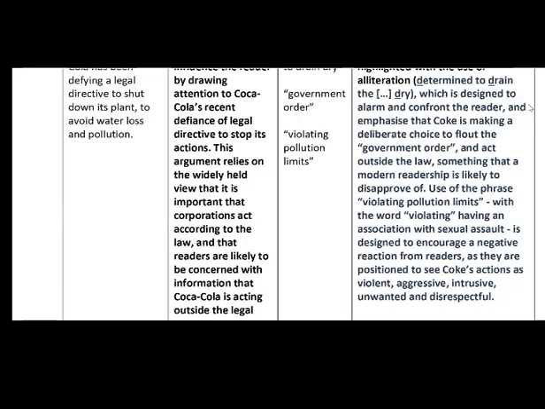Then I go on to my second piece of evidence. You don't need to have 2 pieces, but I've used 2 here. Use of the phrase violating pollution limits with the word violating having an association with sexual assault is designed to encourage a negative reaction from readers as they are positioned to see, and you can't just stop with a negative reaction from readers. You've got to say why and how this supports this idea that's being developed here, as they are positioned to see Coke's actions as violent, aggressive, intrusive, unwanted, and disrespectful, which are all kind of ideas that have that connotation or association with sexual assault and violation. All right.